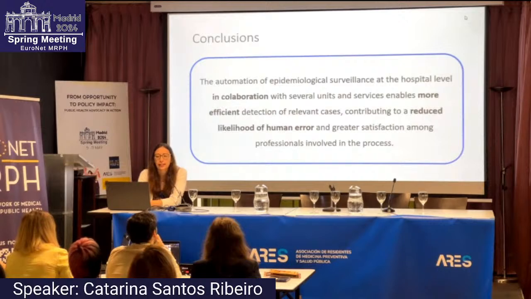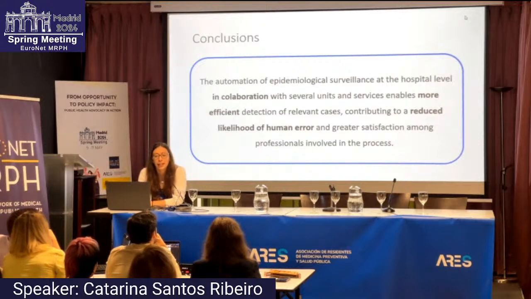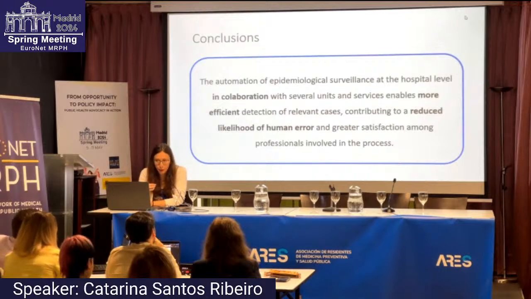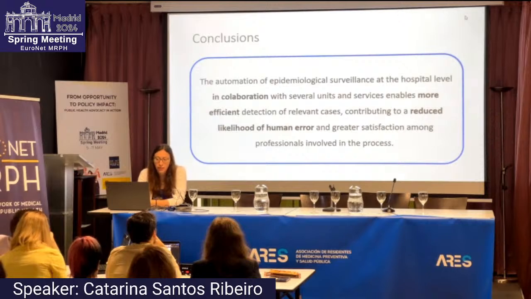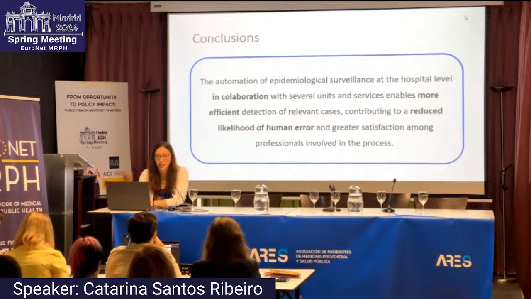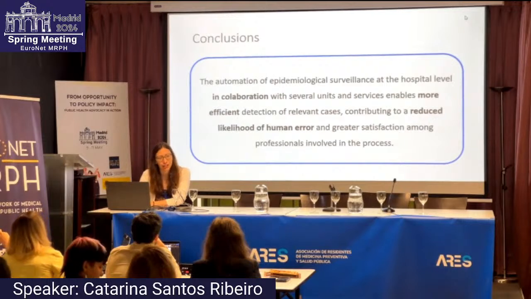So the main results and the most important conclusions we have is not only that the automation of epidemiological surveillance at the hospital level needs collaboration of several units. We need to put in common the language we're using, how we are calling things, so we can filter them and have access to the results. It enables a more efficient detection of relevant cases, and contributes to a reduction in the likelihood of human error, which at hospital level is very important. It also generated a raised satisfaction among professionals involved in the process because we do not have to spend that much time doing the visualization of everything.